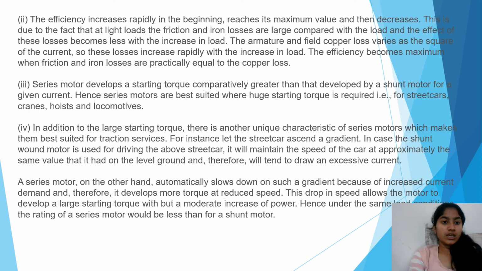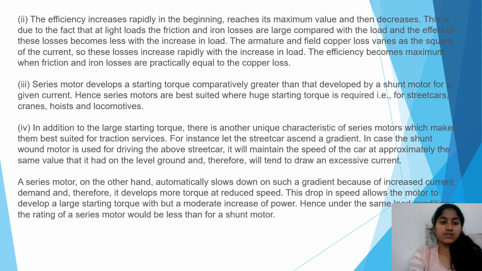The efficiency increases rapidly in the beginning, reaches its maximum value and then decreases. This is due to the fact that at light loads, the friction and iron losses are large compared with the load, and the effect of these losses becomes less with the increase in load. The armature and field copper loss varies as the square of the current, so these losses increase rapidly with the increase in load. The efficiency becomes maximum when friction and iron losses are practically equal to the copper loss.